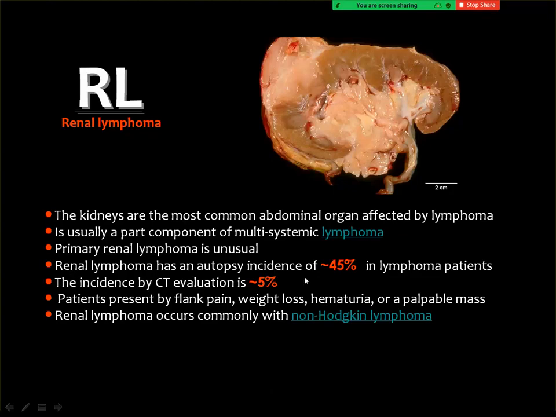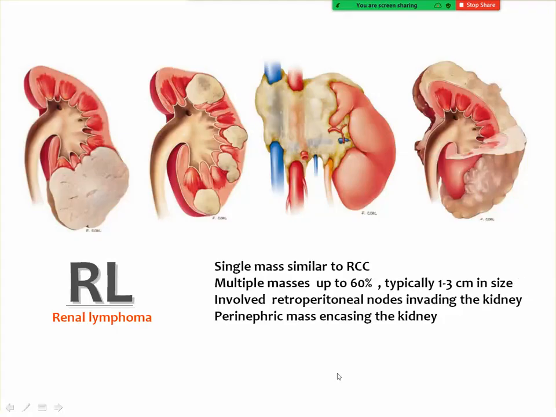Renal lymphoma detected at autopsy: the incidence is about 45% in lymphoma patients. If you have a patient with lymphoma, the chance to see lymphoma in the kidney is about 50% at autopsy. The incidence by CT is 5%, and the presentation is by flank pain, weight loss, hematuria, and a palpable mass. Renal lymphoma is usually of the non-Hodgkin type.